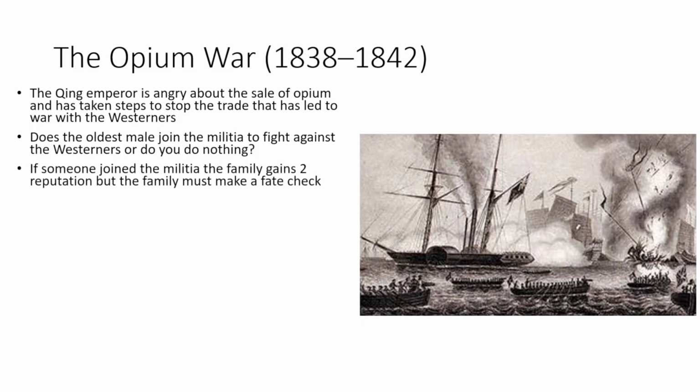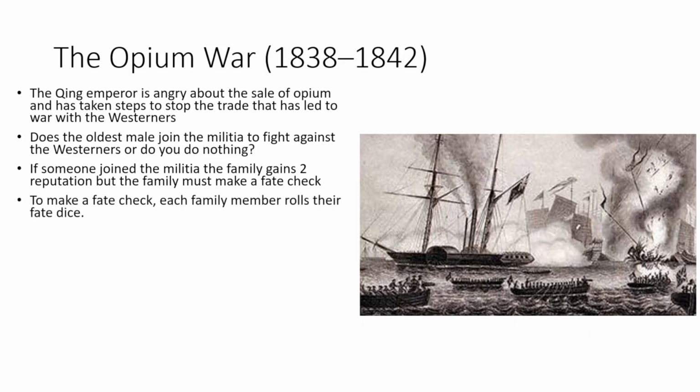If someone has joined the militia, the family gains 2 reputation, but the family must make a fate check. So in this case, everyone rolls dice equal to their fate score. So if you have a fate score of 1, you would roll 1 dice. 2, you'd roll 2 dice. Remember that babies have fate, and it's good to assign someone to make sure to roll for the babies, right? Babies do not make an economic contribution, but they do make a fate contribution.